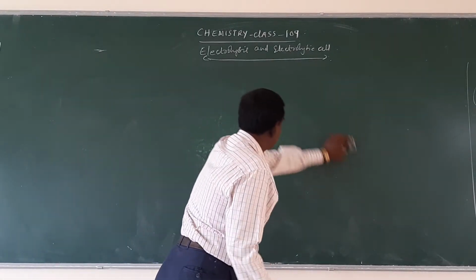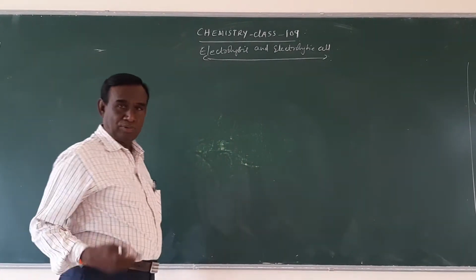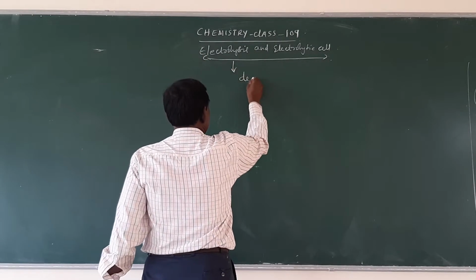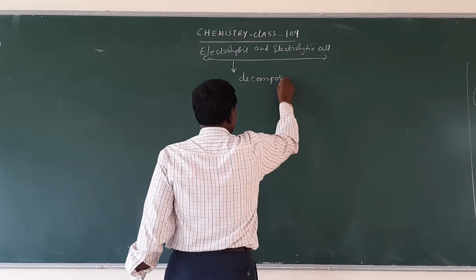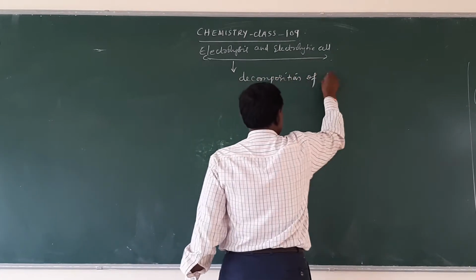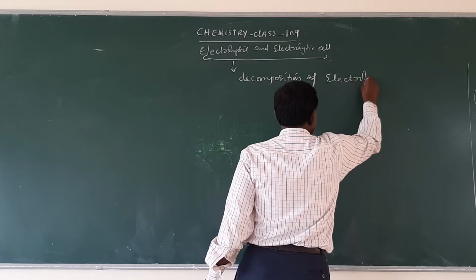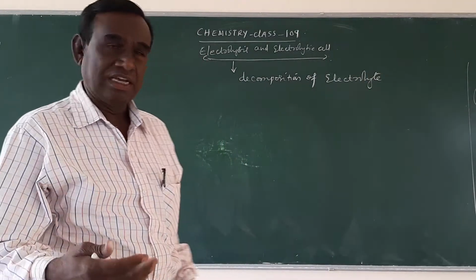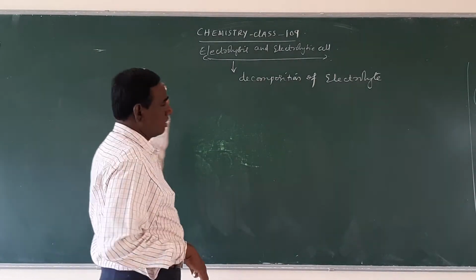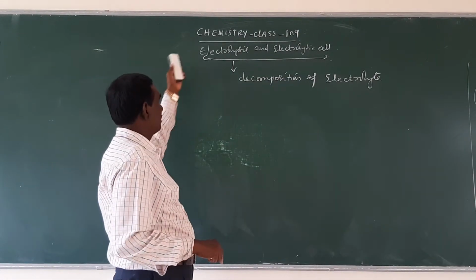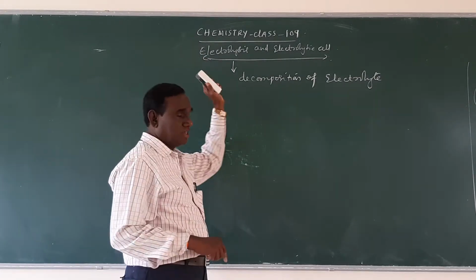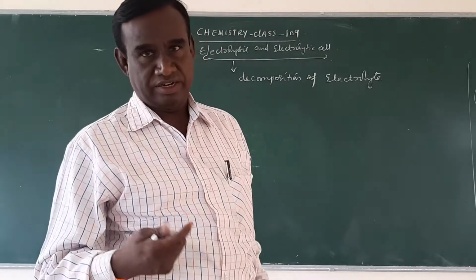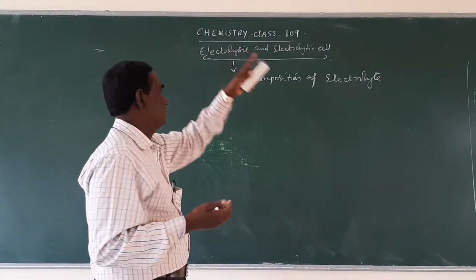We know that electrolysis is a process of decomposition of electrolyte. What is electrolysis? Decomposition of electrolyte by the passage of electric current. So, external voltage gets applied. Therefore, electrolysis is a process of decomposition of an electrolyte by the passage of electric current. That is called electrolysis.